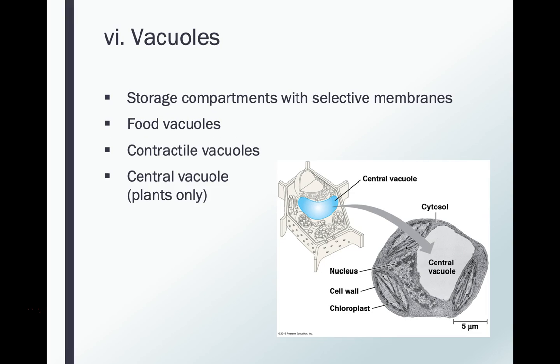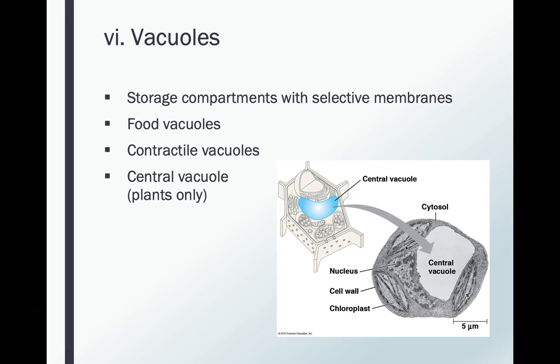Next, we get to vacuoles. So vacuoles are generally more common in plant cells, but they are sometimes present in eukaryotic cells as well as a storage compartment. So they are storage compartments that are selective in what they store. Our example here in the picture is called the central vacuole. The central vacuole holds water in a plant cell. So the most common vacuole that we're going to encounter in our class is the central vacuole.